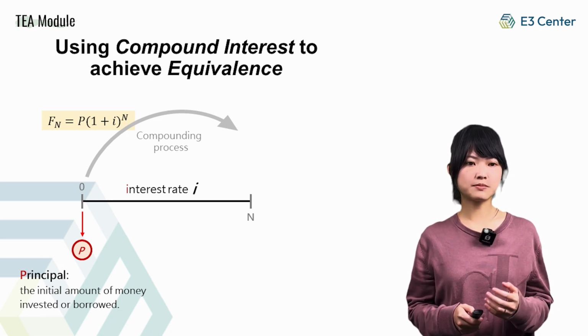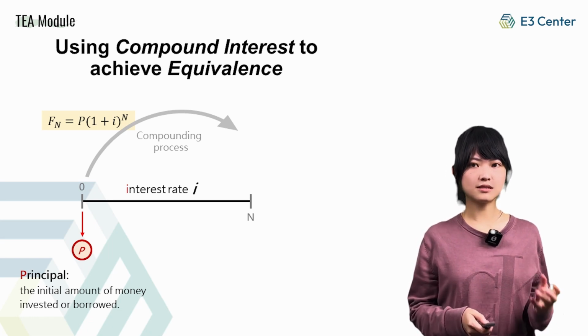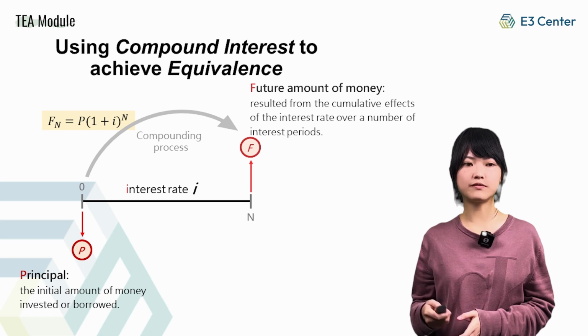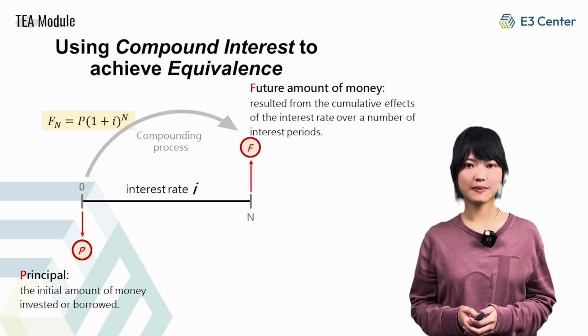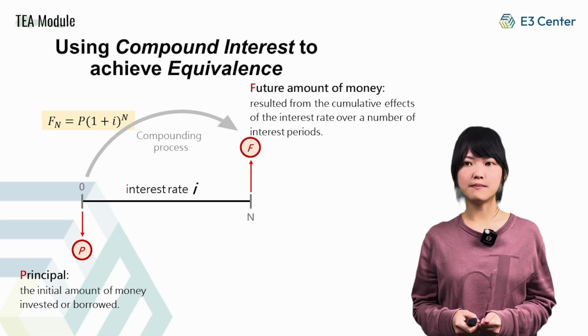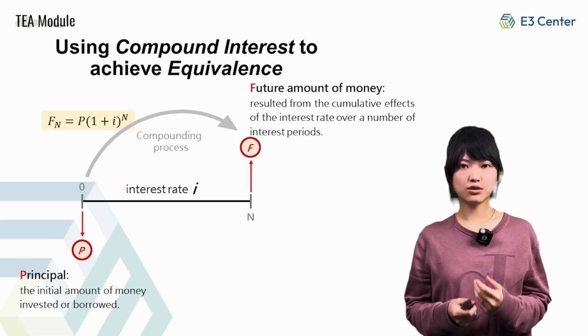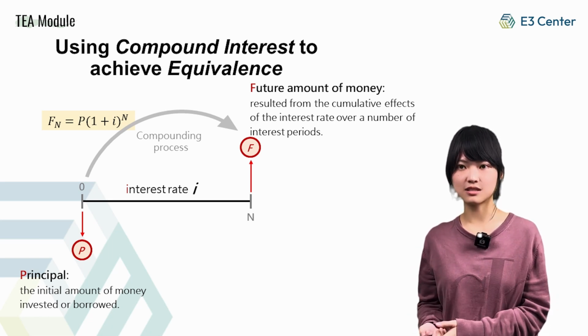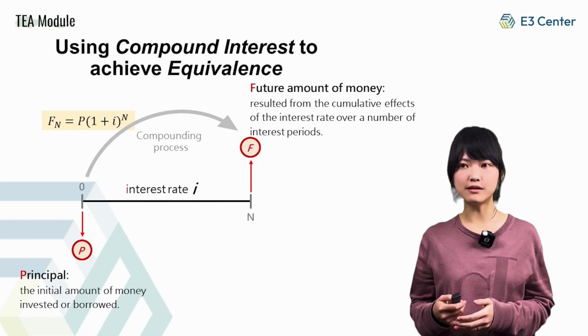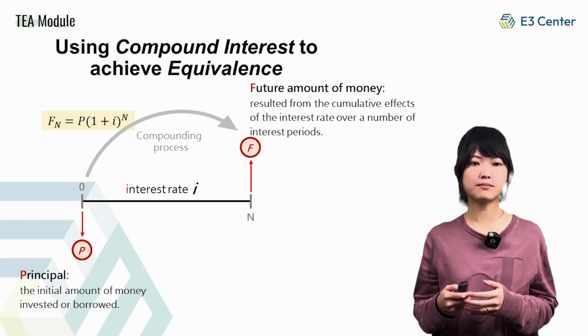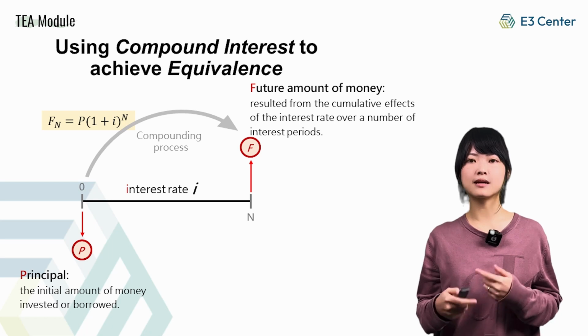And we use the specific formula shown in this slide to calculate the future value Fn of that money. Remember what we just said? Compound interest means your interest earns interest, which will create a snowball effect, and therefore this is called the compounding process.